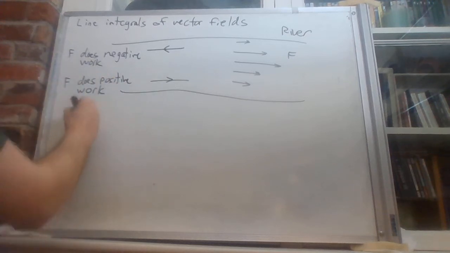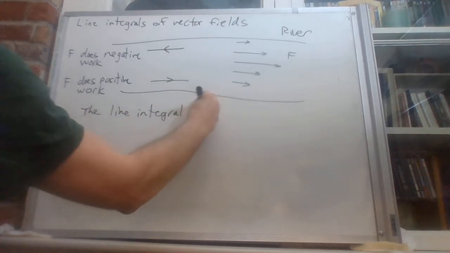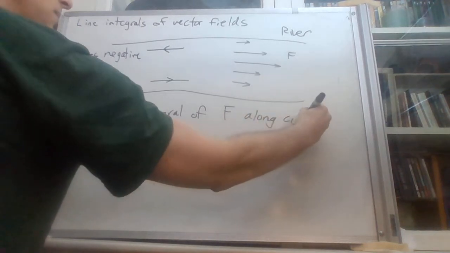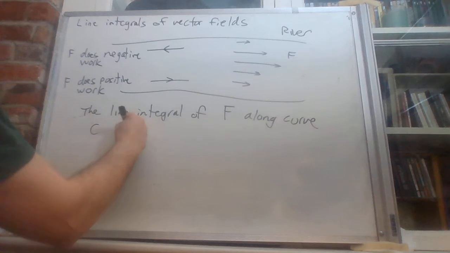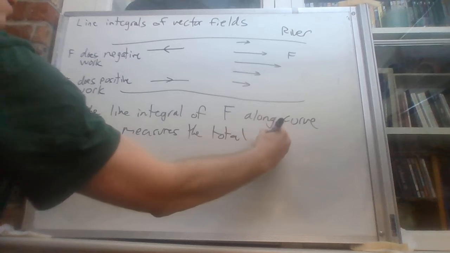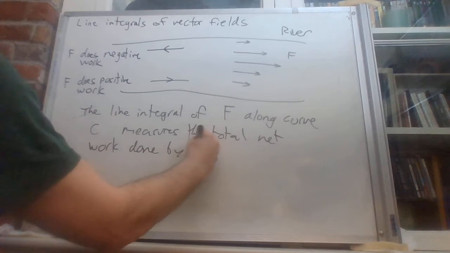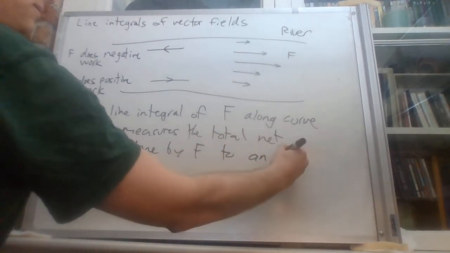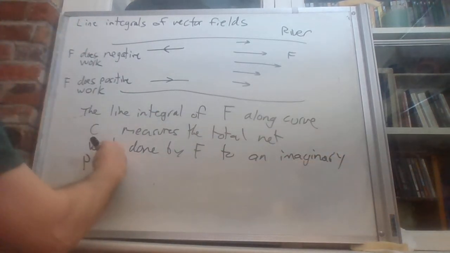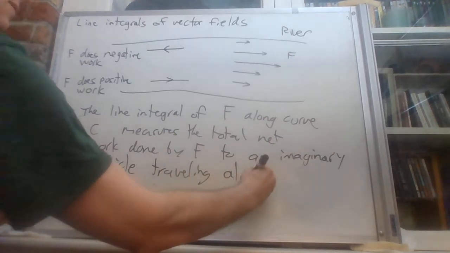So what the line integral of vector field f along curve C measures is the total net work done by f to an imaginary particle traveling along C.